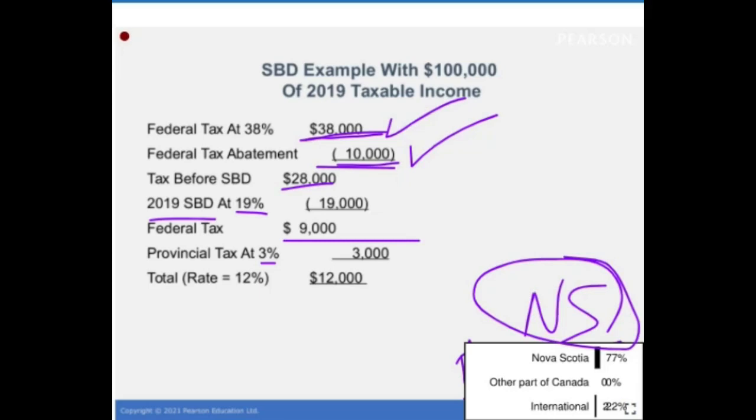And so that gives us, at a small business rate, 9% federally. We're going to add our 3%, not 16, because if you qualify as small business income federally, you also get the small business provincial rate. So this is the reality of where we're at right now for 2019 taxable income. We are at 12%. This example is factoring in 2019 taxable income in Nova Scotia, 12%.